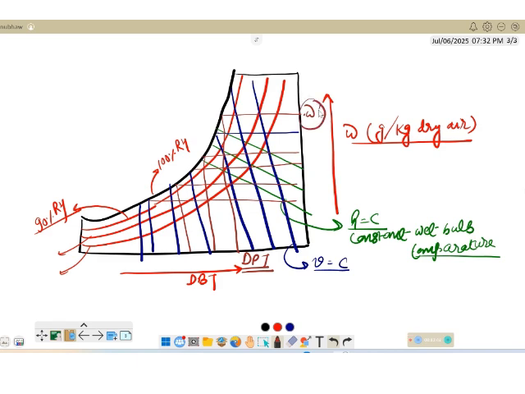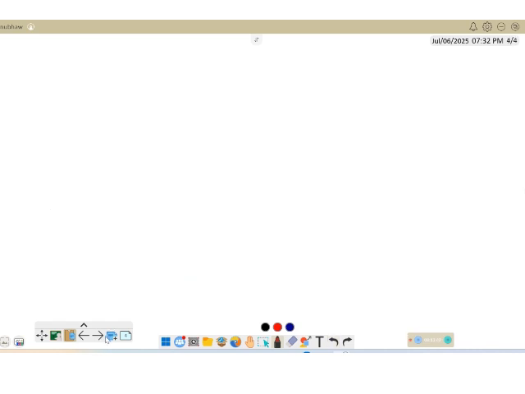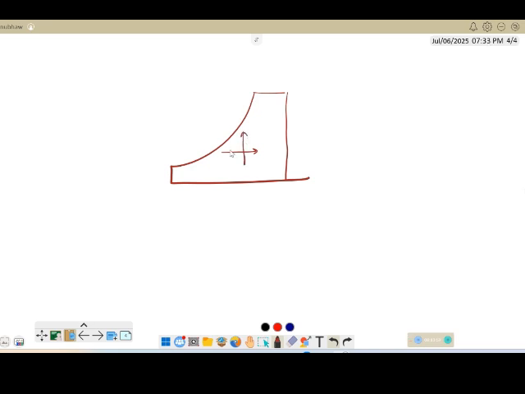So this is all about the psychrometric chart. Now if we understand the psychrometric chart, then it's very easy to find out the psychrometric processes in any direction. So we will discuss the psychrometric process in the next lecture, what happens in psychrometric processes and how they are useful in air conditioning.